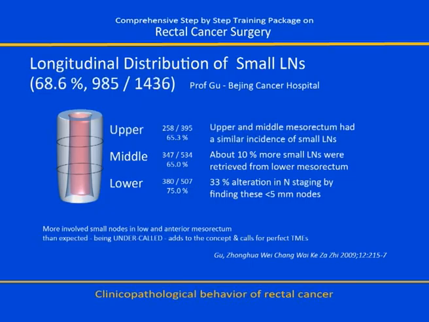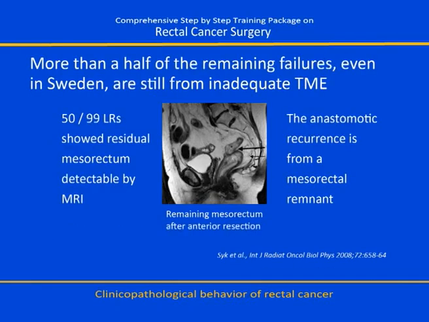TME, or a partial mesorectal excision with at least 5 centimeters of clear, complete mesorectum beyond the edge, seem to be the principal keys to curing rectal cancer reliably. These facts are further and more recently confirmed by the patients who have failed.